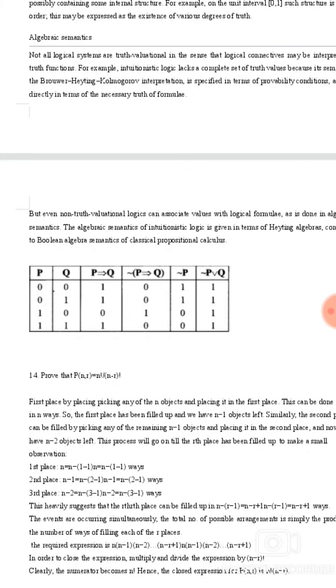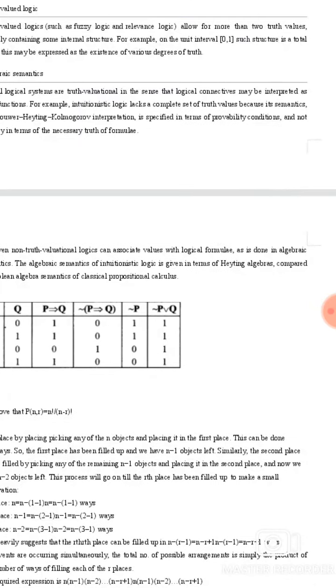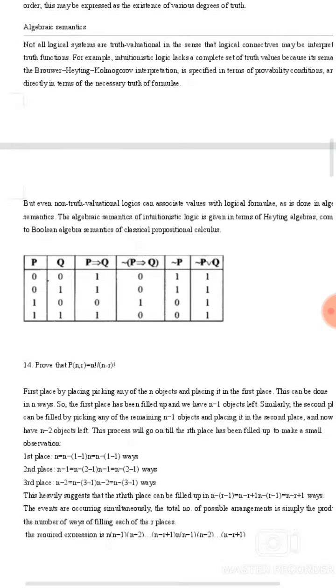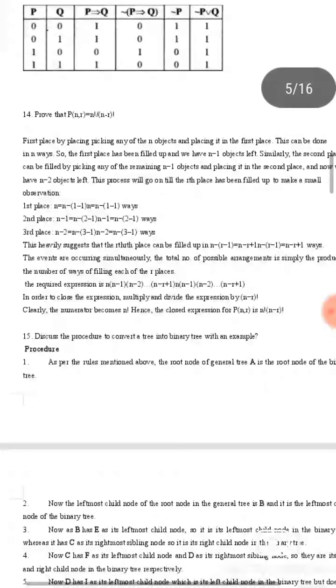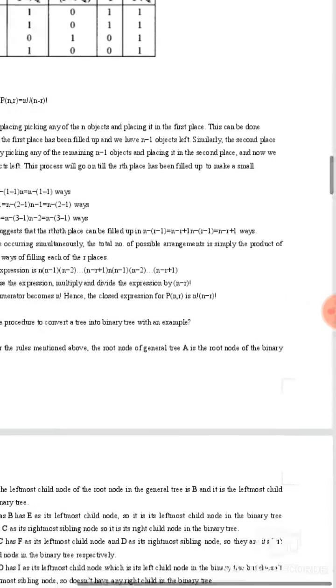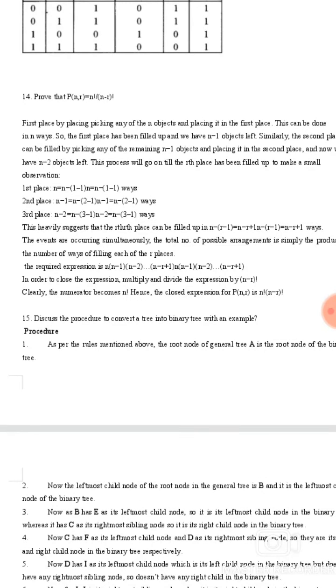Algebraic semantics. All logical systems are truth valuational in the sense that logical connectives are interpreted as truth functions. Prove that P(n, r) equals n factorial divided by (n minus r) factorial. First, fill the first place by picking one of the n objects and placing it in the first place. This can be done in n ways. So the given construction is given below.